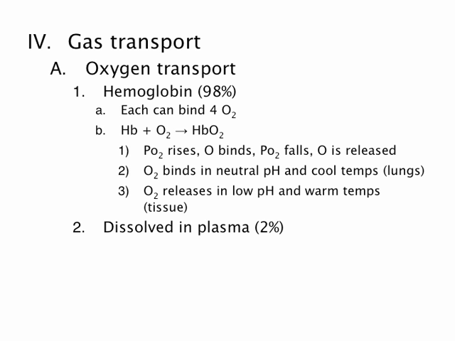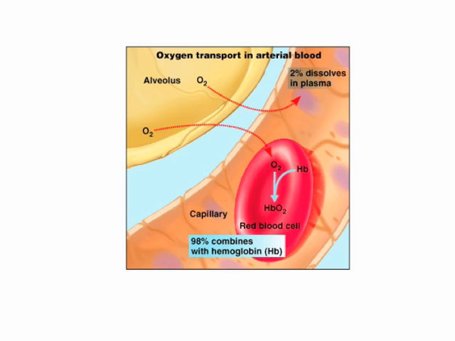Only about 2% of oxygen is actually traveling in the bloodstream dissolved in the plasma. Taking a look here, you can see the 2% dissolved in the plasma, but the majority of it is actually traveling on a red blood cell as oxyhemoglobin.